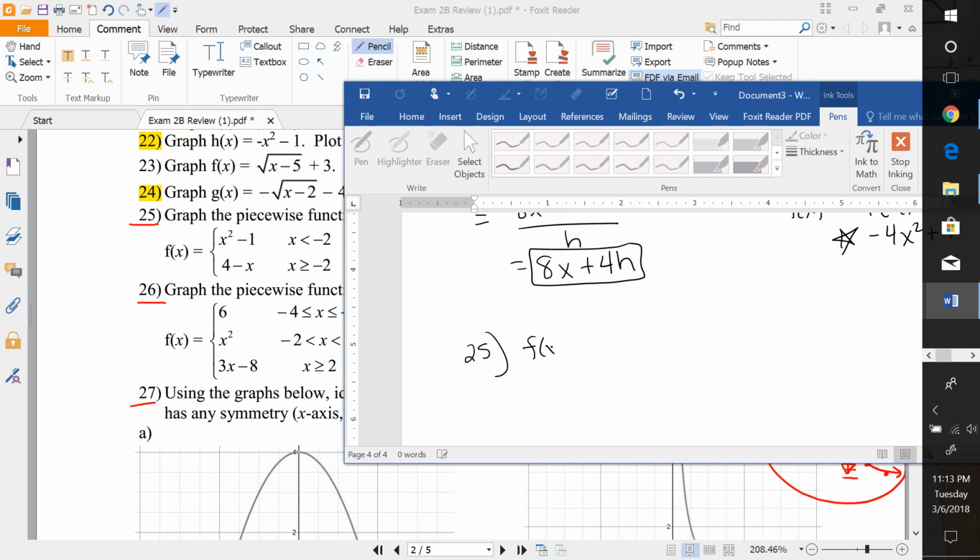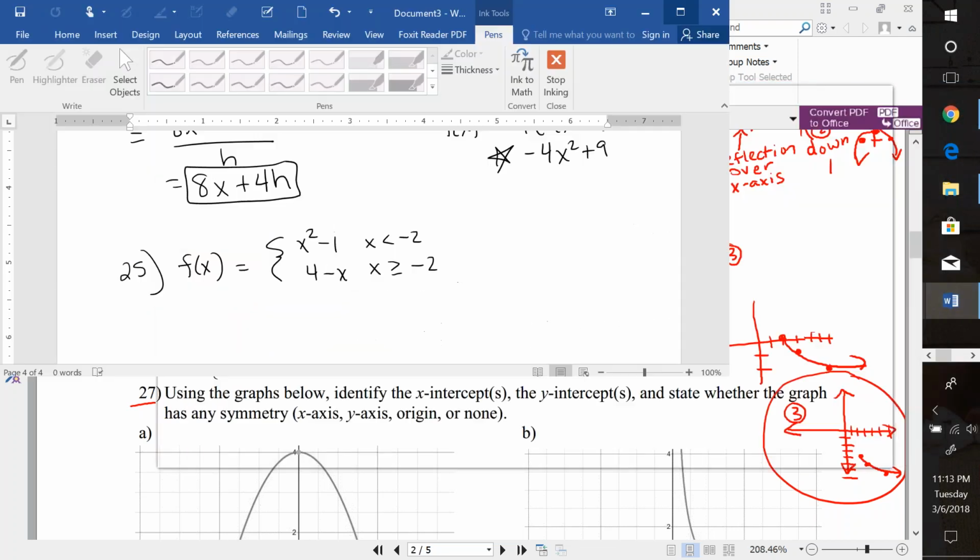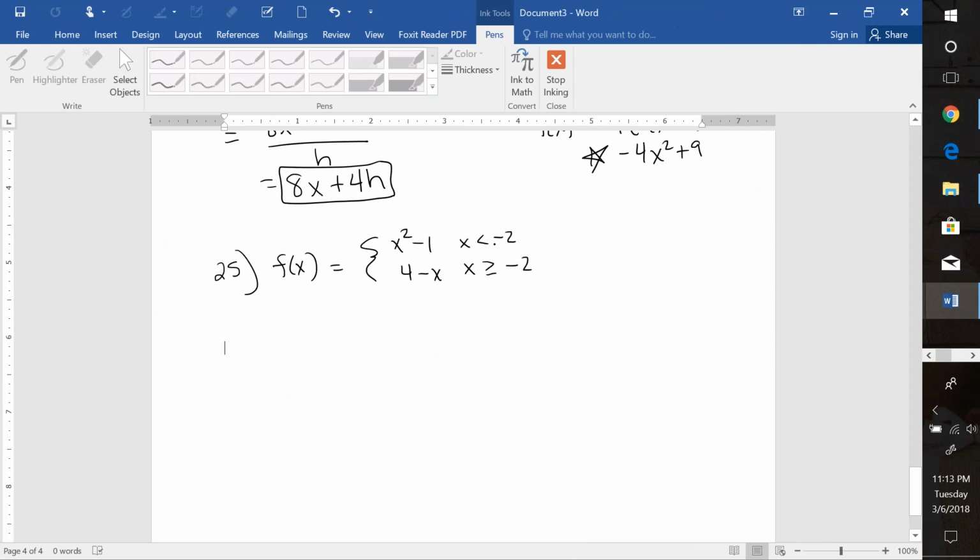So f of x equals x squared minus 1 when x is less than -2, or 4 minus x when x is greater than or equal to -2. This is that piecewise function, and all you do to graph a piecewise function is you make a table of values for however many rows you have. So you have an xy chart for each one: x squared minus 1, and 4 minus x.